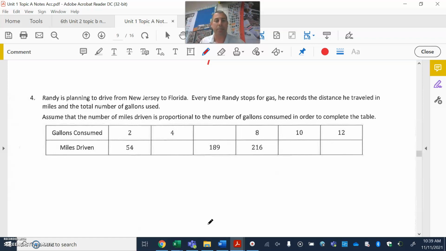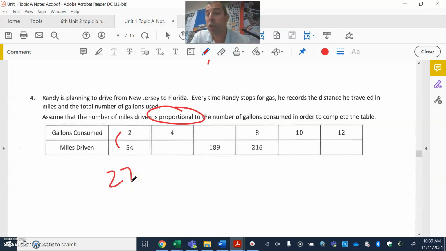Every time Randy stops for gas, he records the distance he traveled in miles and the total number of gallons used. Assume that the number of miles driven is proportional to the number of gallons consumed. So because we are assuming it's proportional, that means we are multiplying by the same number. So what do you multiply 2 by to get to 54? Okay, well, it's 27, which means each time we are multiplying by 27.